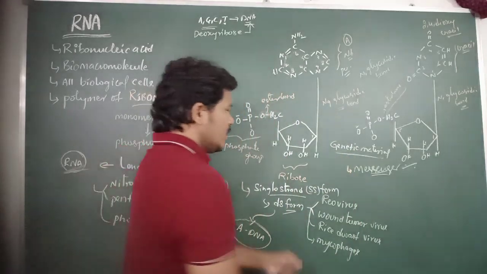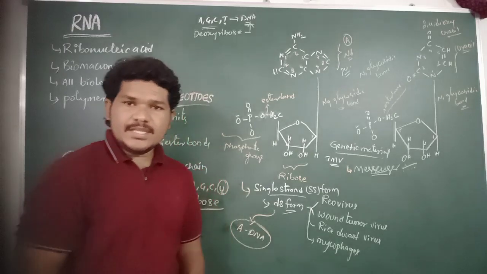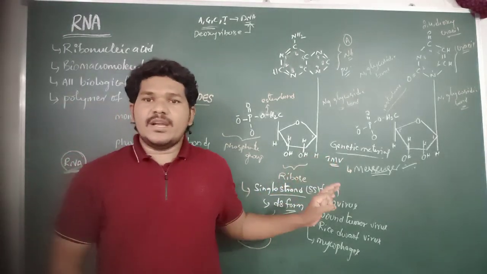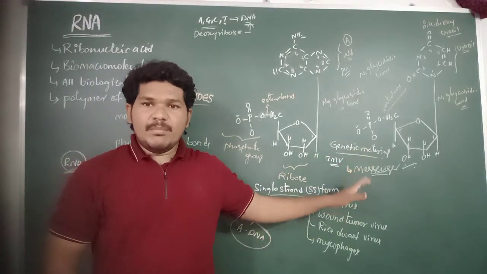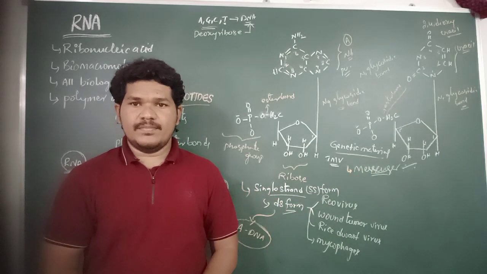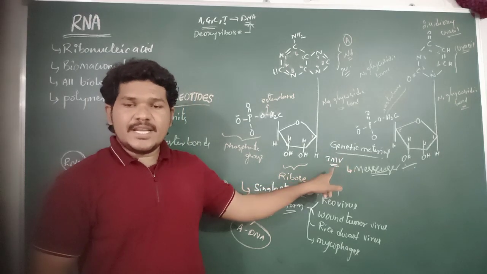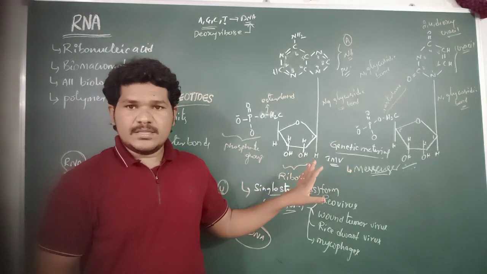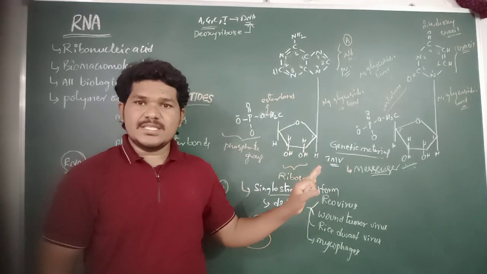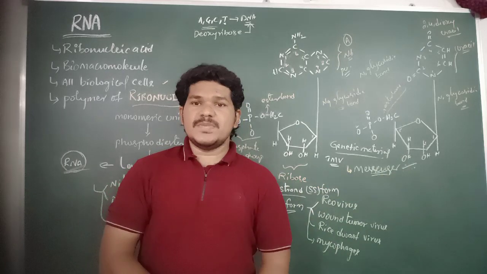For example, the TMV virus, tobacco mosaic virus, consists of a single-stranded RNA molecule as the genetic material, which is spirally or helically coiled. The RNA molecule acts as genetic material in some viruses, but in most organisms RNA mostly functions as messenger.